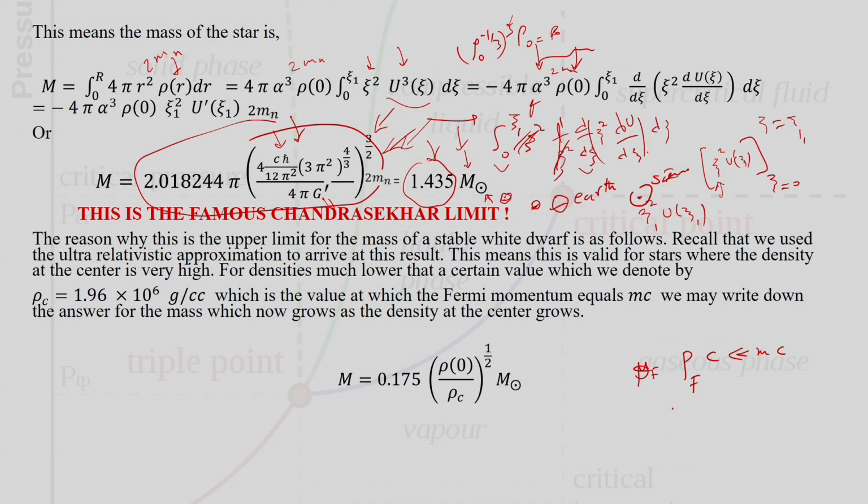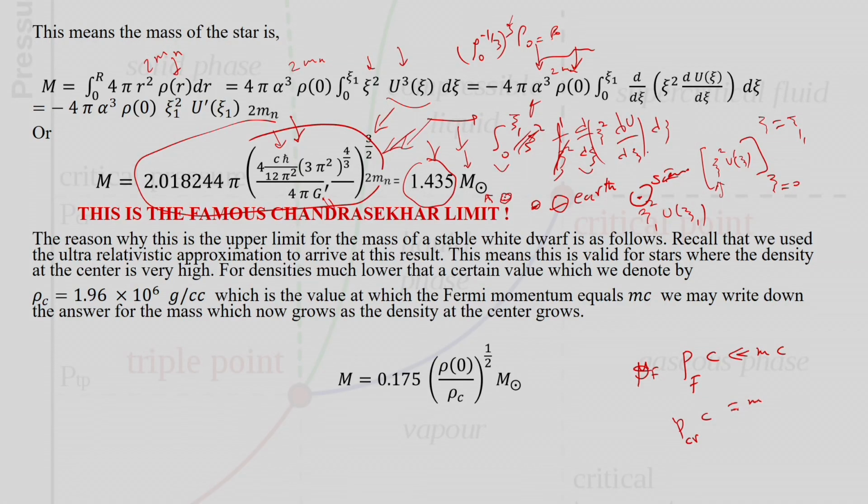So one can in fact define what is called a critical, or not really critical, but some kind of crossover scale where it crosses over from the non-relativistic to the relativistic regime. The crossover scale will be exactly when these two are equal. So one can define this crossover density. If this is the Fermi momentum for the crossover, this implies a certain density.